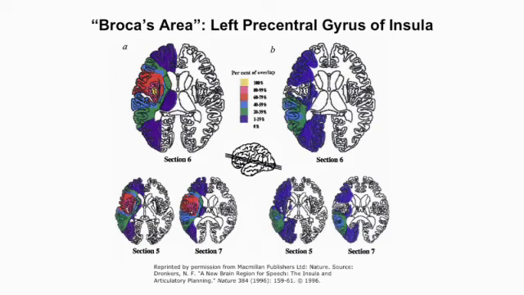Because these patients, what you see on these maps is, some patients have damage here or here or here, but you line them all up and you say, what's the one spot that you have to have injured to have Broca's aphasia? And it's not this area that you saw in the picture. It's this area in yellow, an area called the precentral gyrus of the insula.